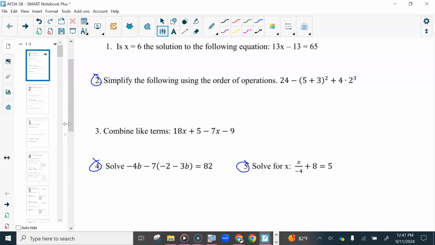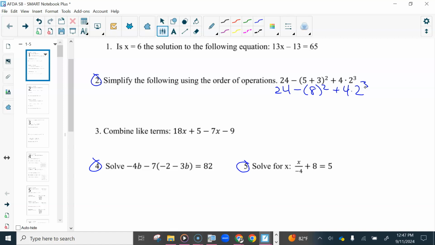Okay, for number 2, we are simplifying using our order of operations. So PEMDAS, GEMDAS, GEMS, PEM, whatever acronym you use. First, parentheses or grouping, whatever's inside grouping or parentheses. So here we would add those 2 together. So add that to get 8.